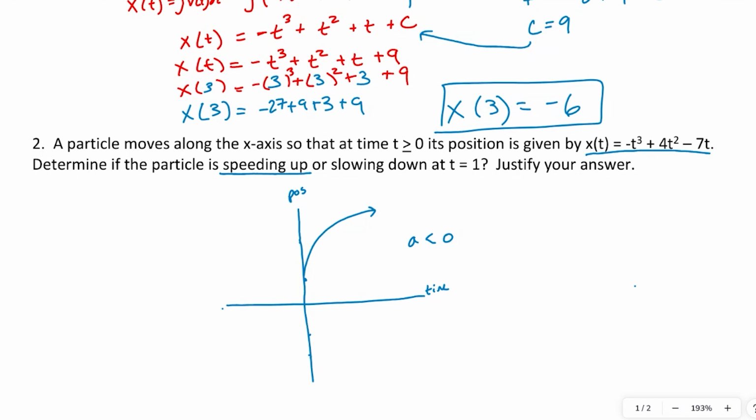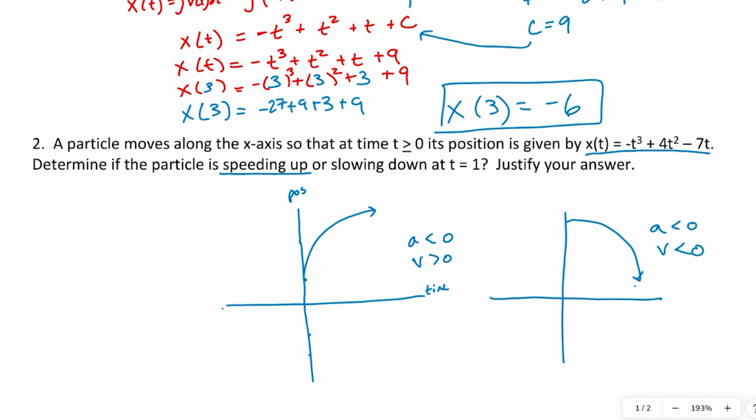Slowing down, right? Slowing down when the acceleration is negative, but the velocity is positive. However, if the acceleration is negative, but the velocity is also negative, you're actually speeding up. Your speed here is being notated by the slope. And while the position is going down to 0, the speed is increasing.